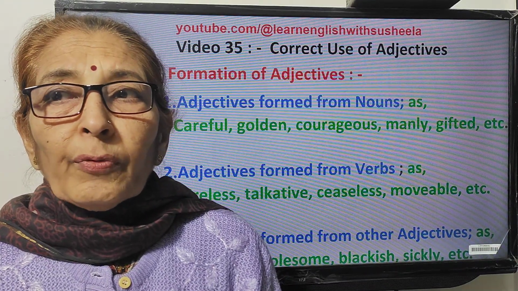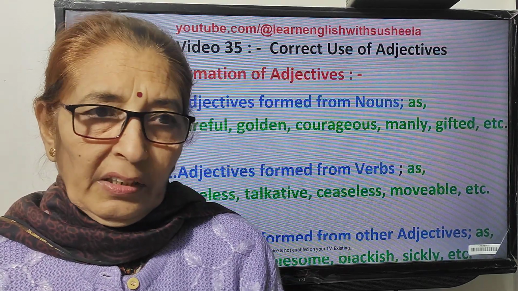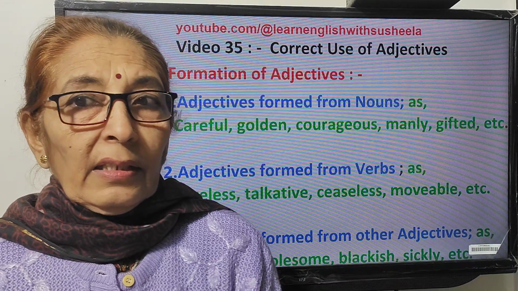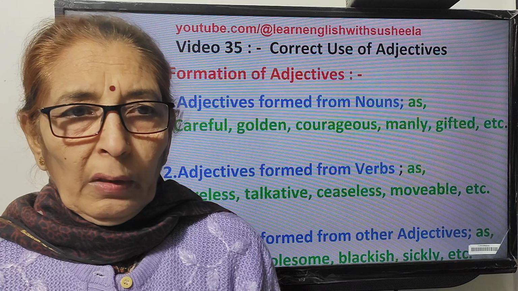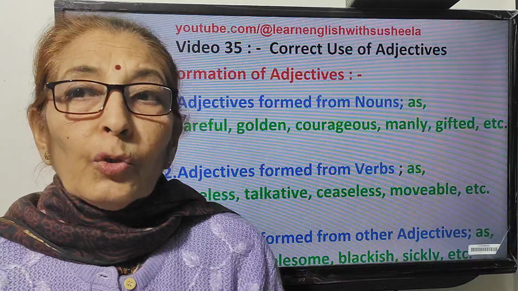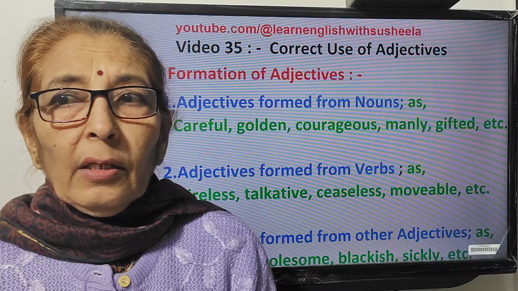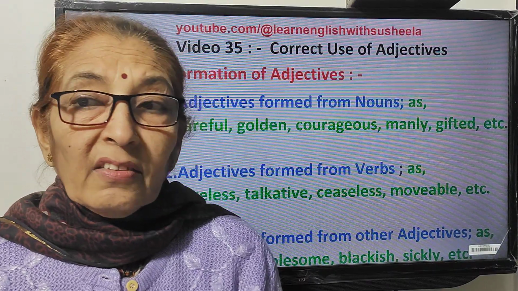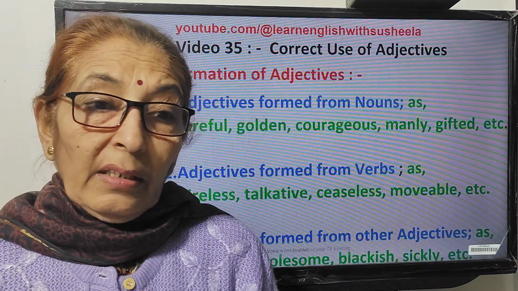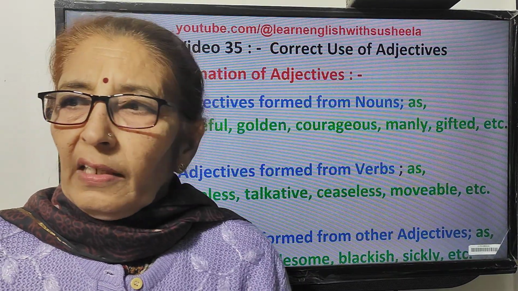Third, adjectives formed from other adjectives. Some adjectives are made from adjectives themselves, just as tragic. It's an adjective, as in "It's tragic to hear this news." Another adjective that can be made is tragical. In the same way, whole is an adjective, but we can make another adjective using some, that is wholesome. Black: all colors are adjectives, but we can make another adjective by using ish after it, that is blackish or whitish. In the same way, sick is an adjective, but we can make another adjective by using ly after it, and that will become sickly.